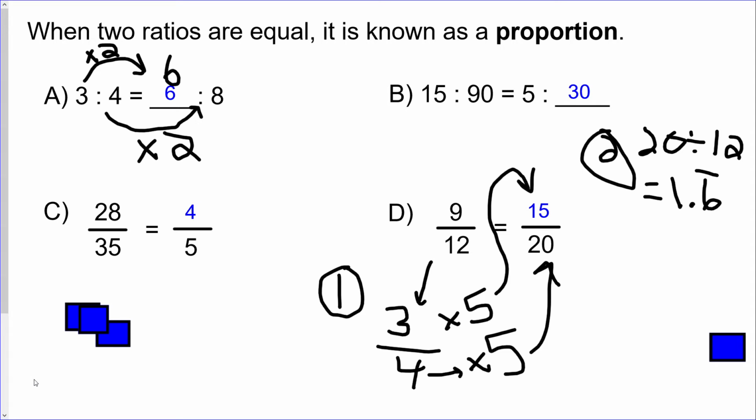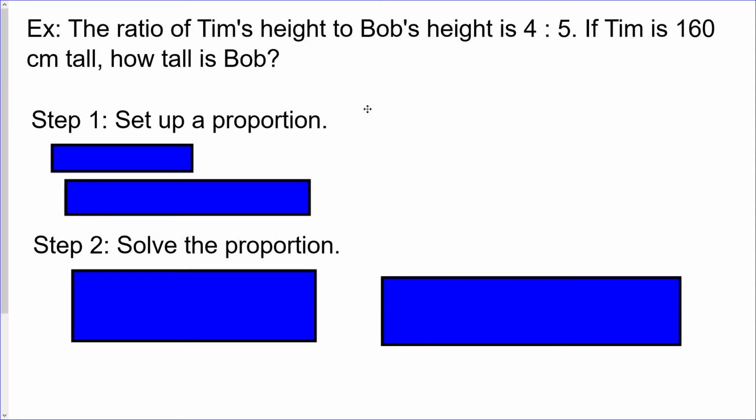Okay. So next are some problems where we might actually use this. Okay, so when you're faced with a problem like this, let me read it first and then we'll go through it. So the ratio of Tim's height to Bob's height is 4 to 5. Okay, if Tim is 160 centimeters tall, how tall is Bob?